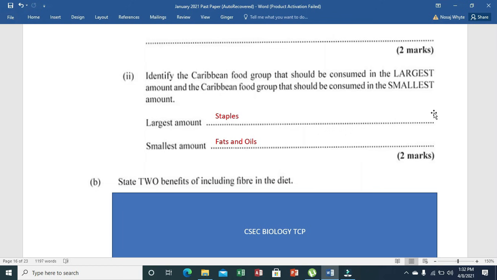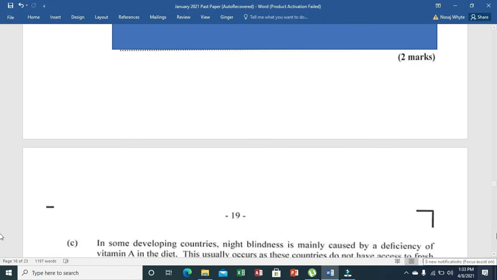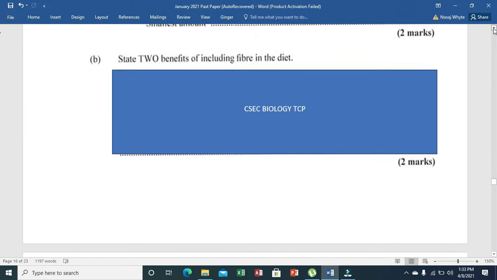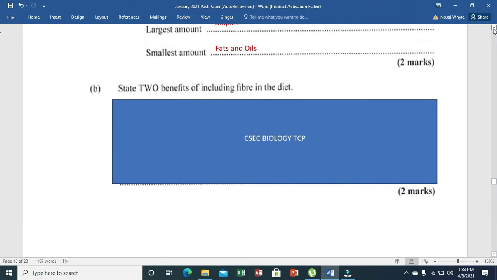And of course you can relate to the foods that are associated with staples and of course fats and oils. Remember, as you do your past paper, you work them with your textbook to ensure that you understand the topics well and you are certain that what is presented is what you should of course be getting. So we'll look at B, which states: state 2 benefits of including fiber in the diet.